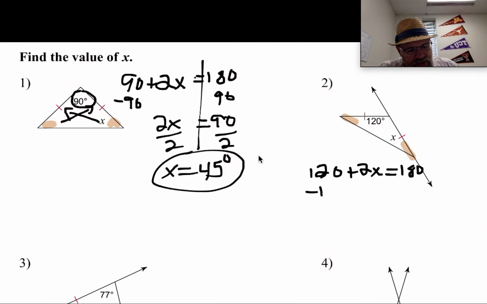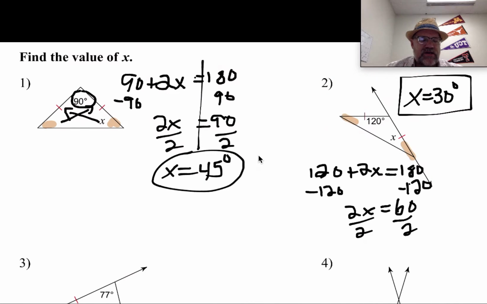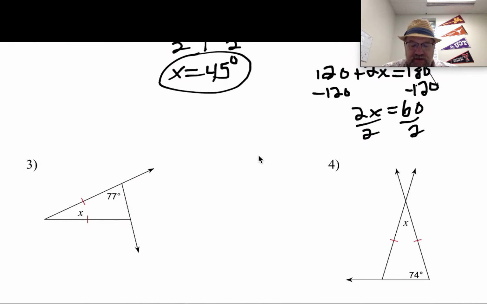I'm going to subtract the 120 again. So now I have 2x equals 60. And divide both sides by 2. So I have a value x is 30 degrees. And that actually makes sense because 30 plus 30 is 60, 60 plus 120 is 180, so that meets the criteria of that triangle. All right, again, fantastic.